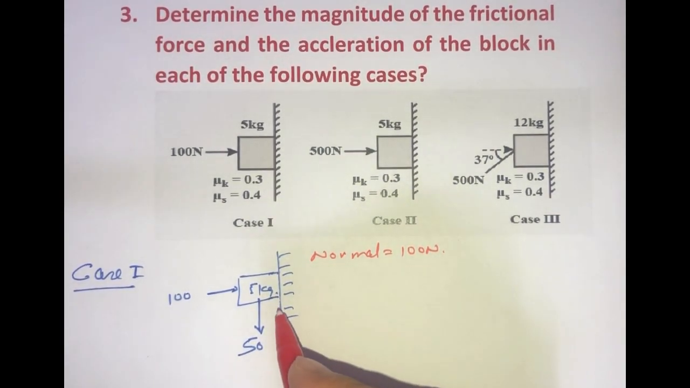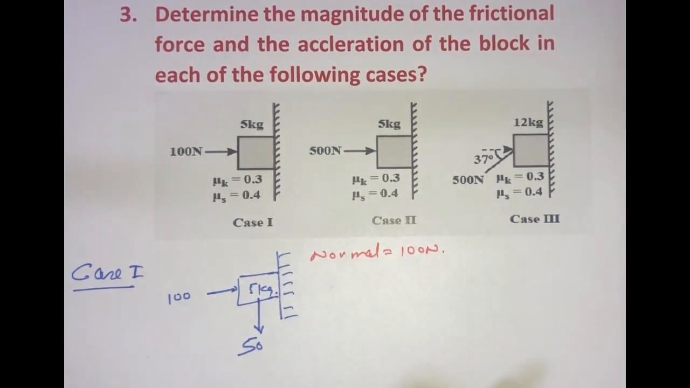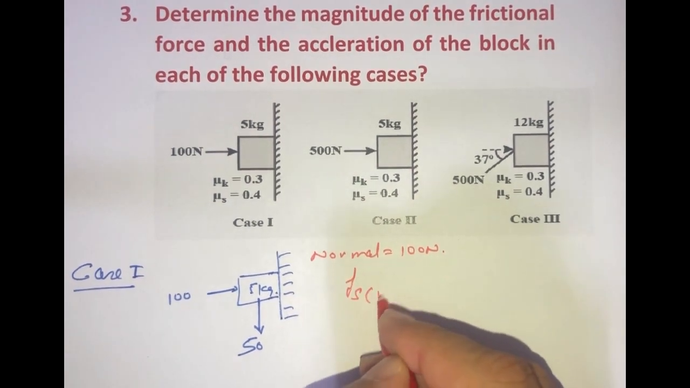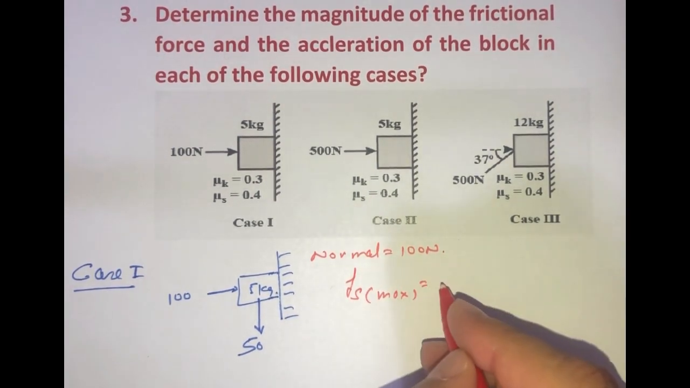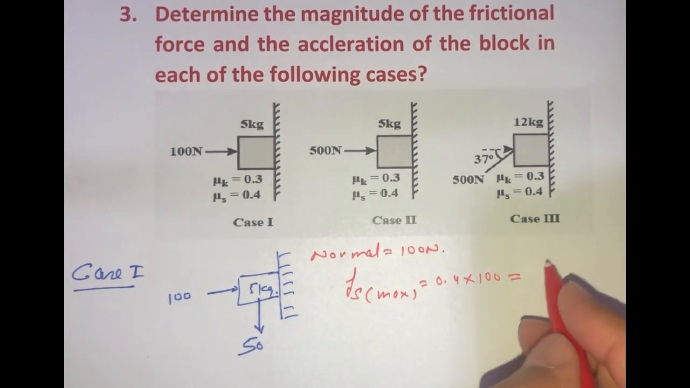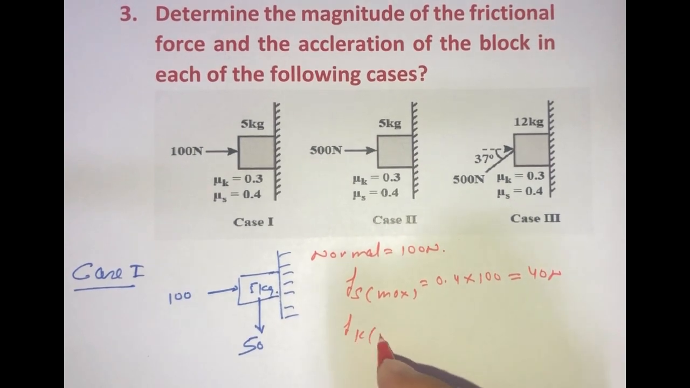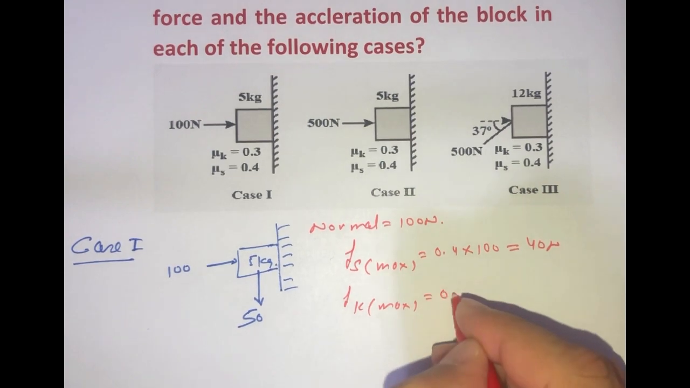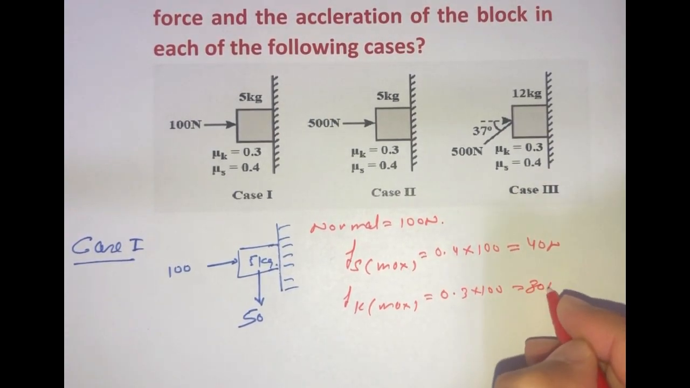Because there are 2 frictions, let us find out the respective values. So Fs max will be equal to, static is given as 0.4, into 100, this will give us 40 Newton. And Fk for kinetic, whose value is given as 0.3 into 100, will come as 30 Newton.